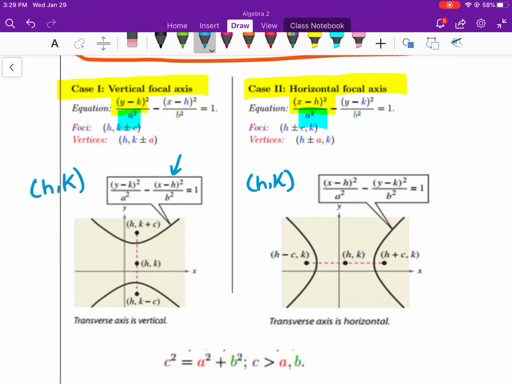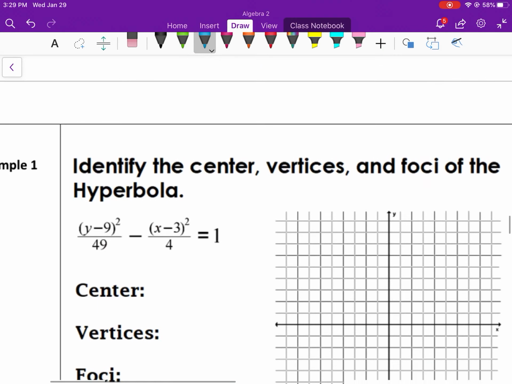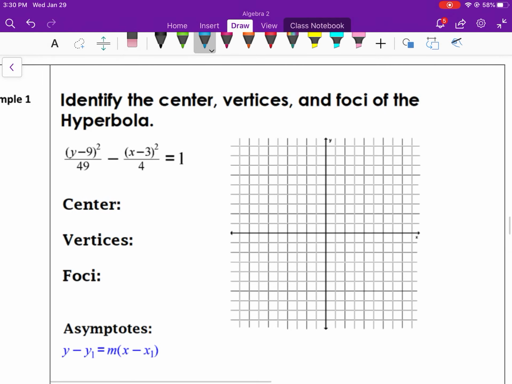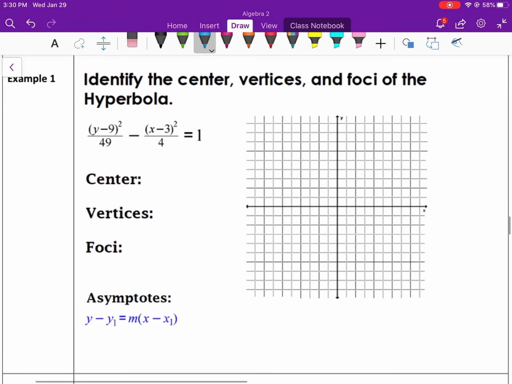So just be careful if it is a vertical hyperbola that you get the x coordinate with the x and the y coordinate with the y. All right, here's our first example.